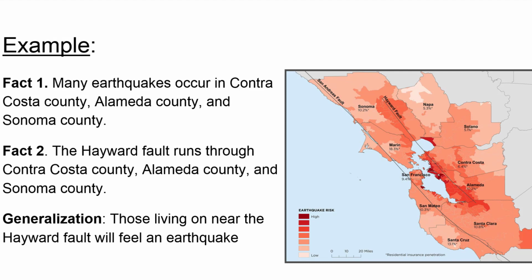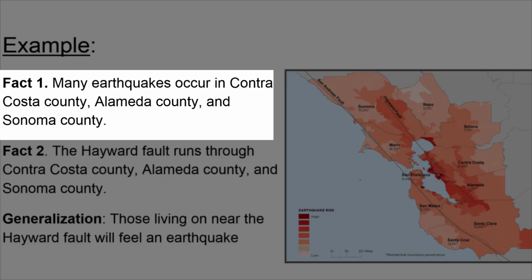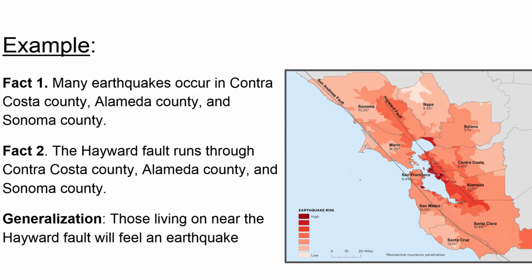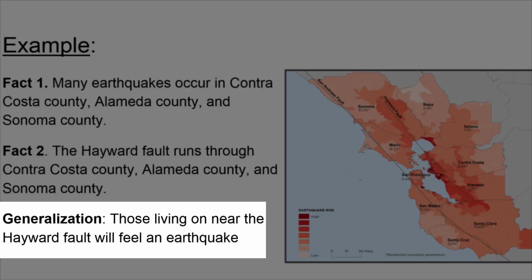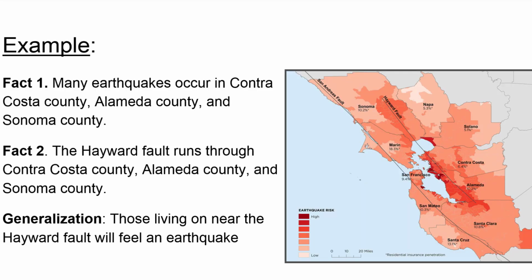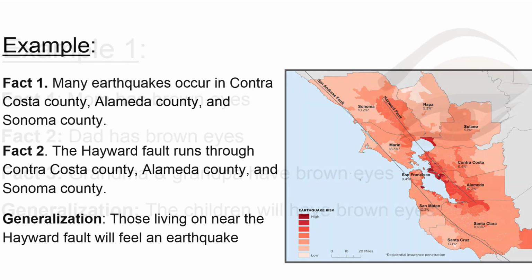Let's take this example with earthquakes. There are many earthquakes in Contra Costa County, Alameda County, and Sonoma County. And it is a fact that the Hayward Fault runs through Contra Costa County, Alameda County, Sonoma County. And from these facts, you can conclude that those living on or near the Hayward Fault will feel an earthquake. Now, is it 100% guaranteed that they will feel an earthquake? No, but it is a logical conclusion that if you live in an earthquake zone, you will feel an earthquake.